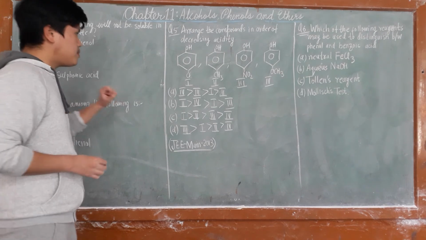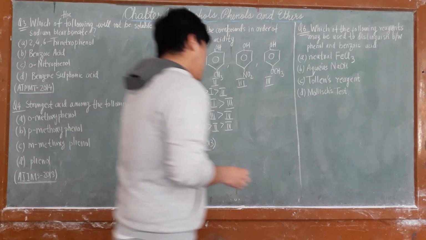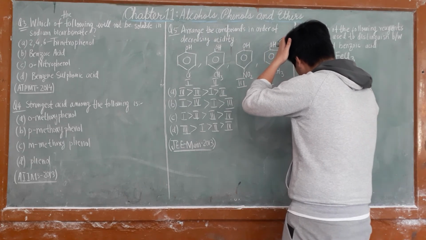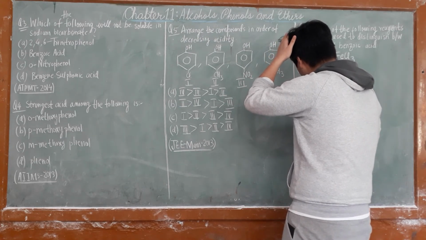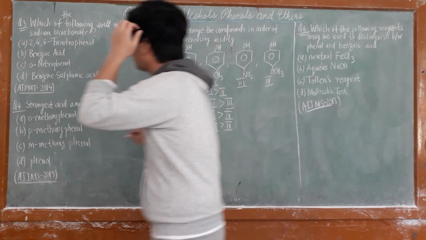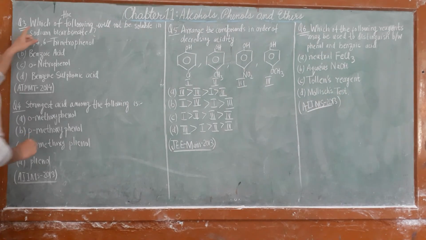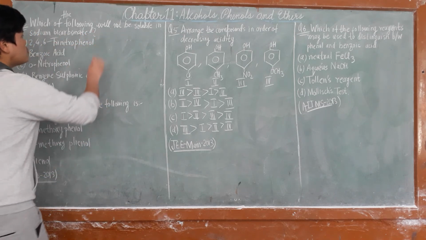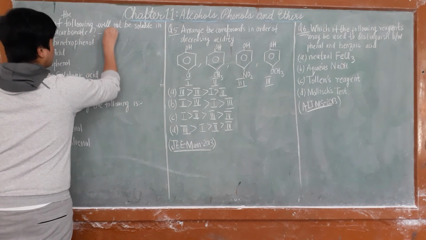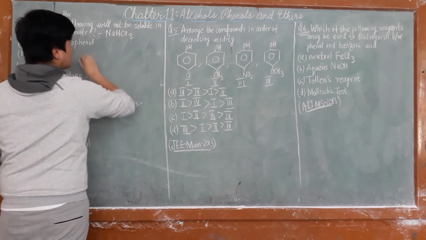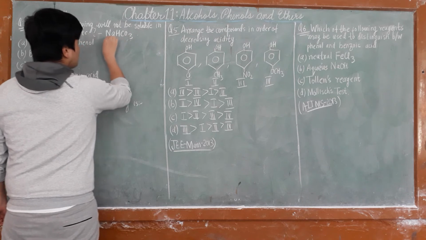Okay, so question number three. Let's see what question number 3 says. Now in this question, it says that which of the following will not be soluble in sodium bicarbonate, NaHCO3.